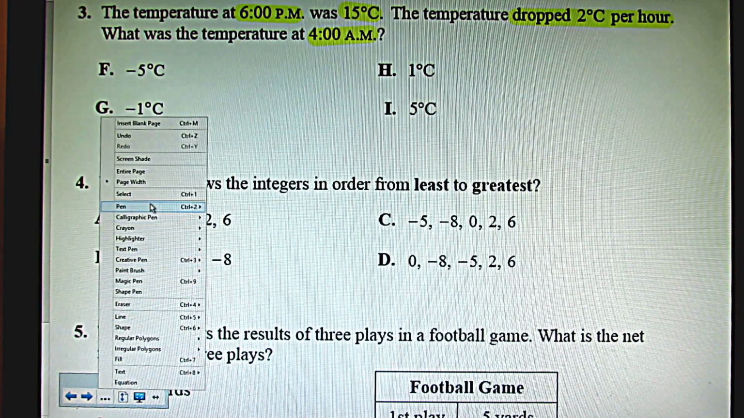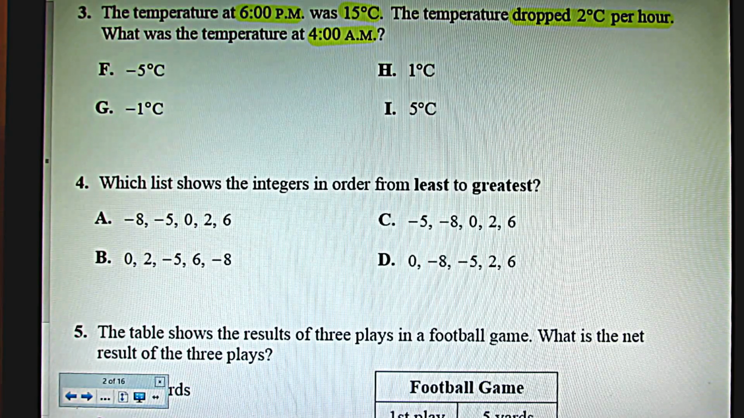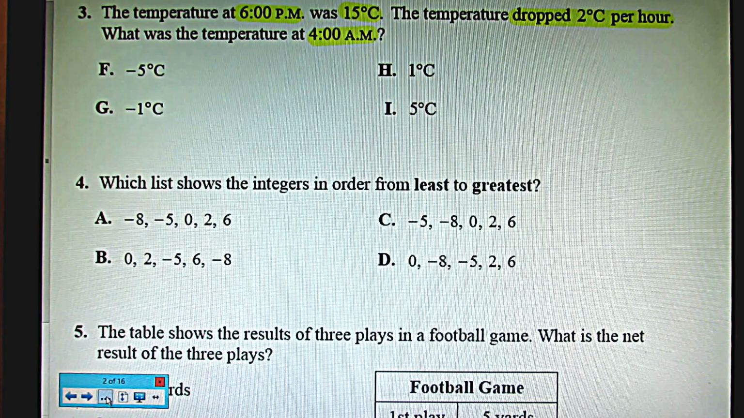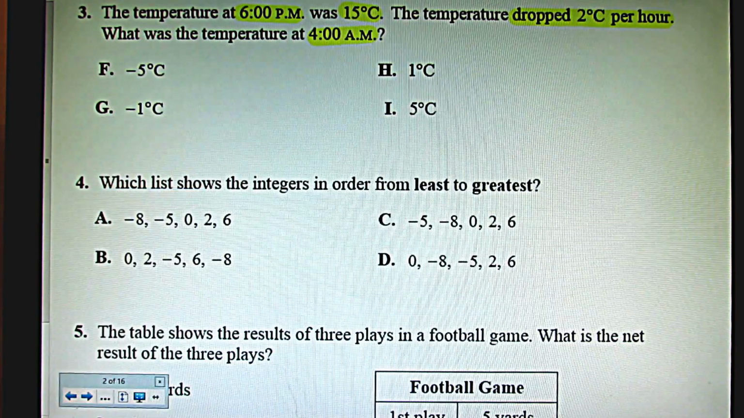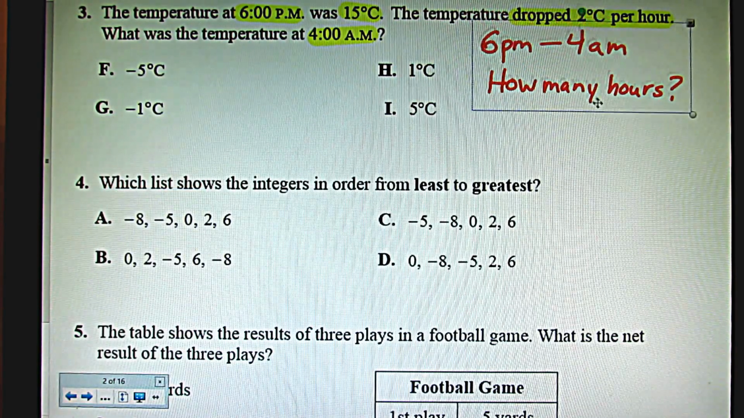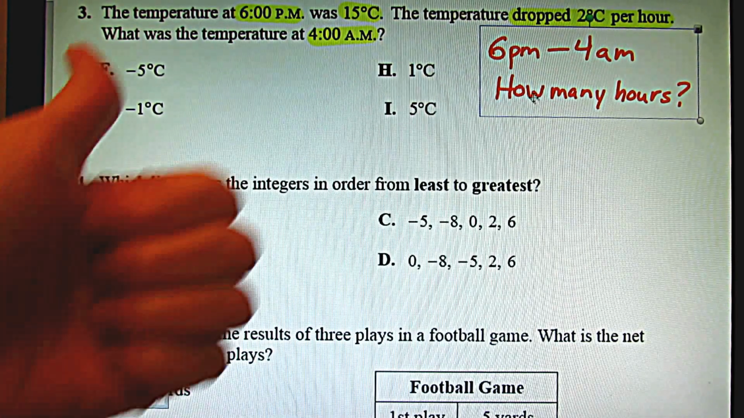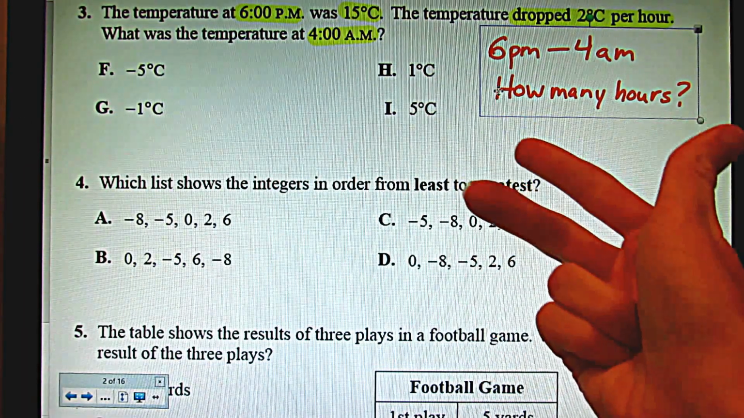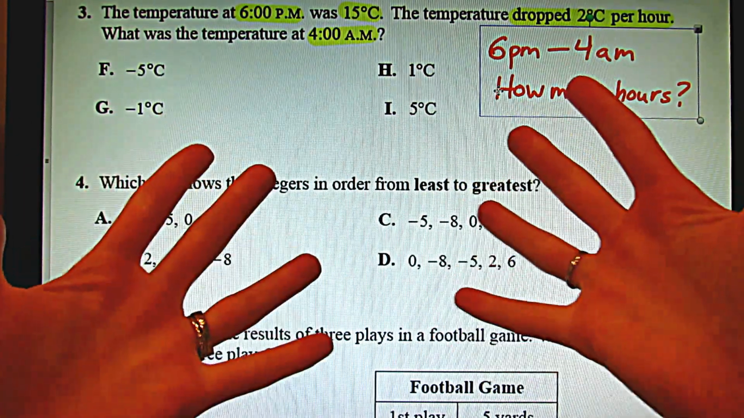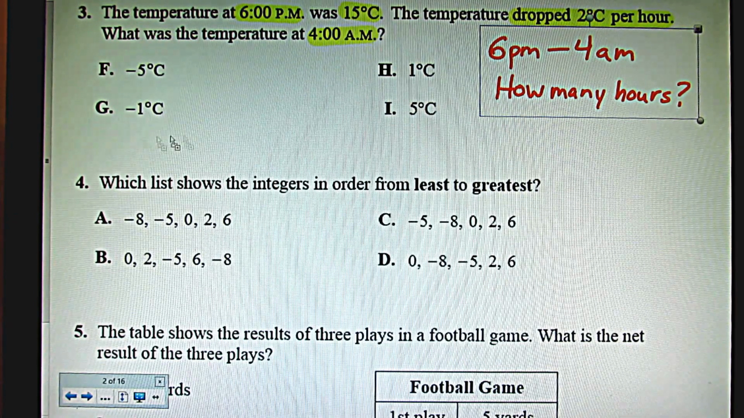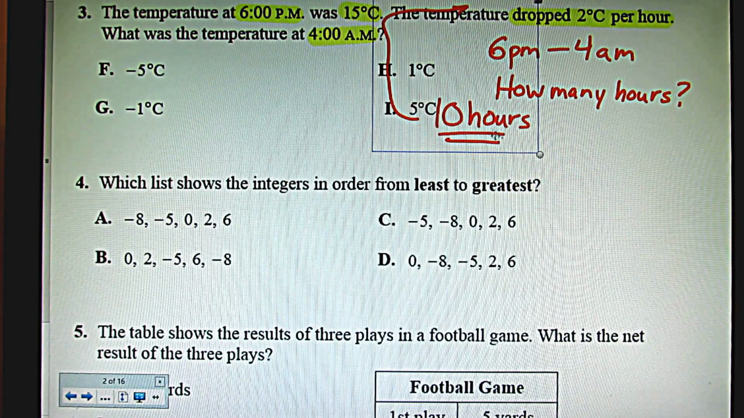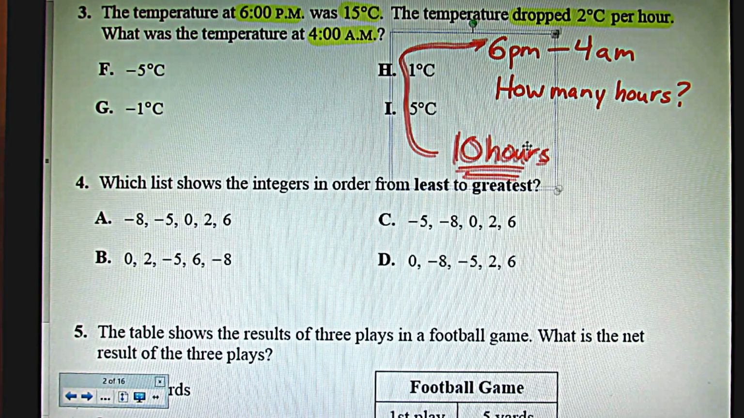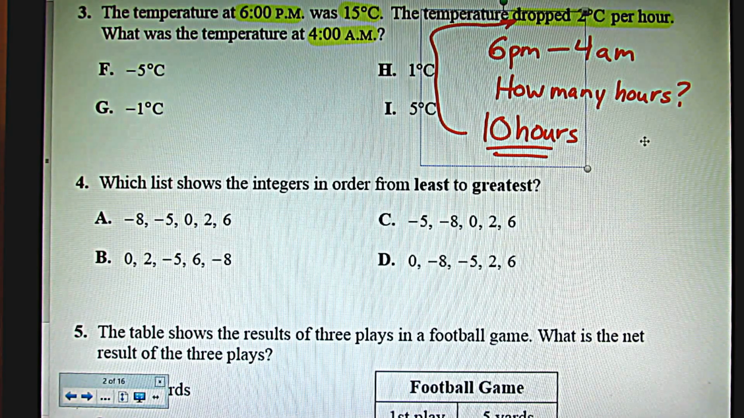So the first thing I need to figure out is how many hours that was. So I start with 6 p.m. to 4 a.m. How many hours is that? If you count them, starting at 6, 7, 8, 9, 10, 11, 12, 1, 2, 3, 4. That's 10 hours. So my temperature dropped for 10 hours. According to this, it dropped 2 degrees per hour.